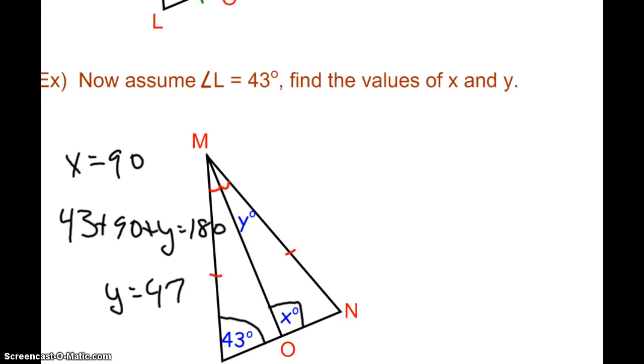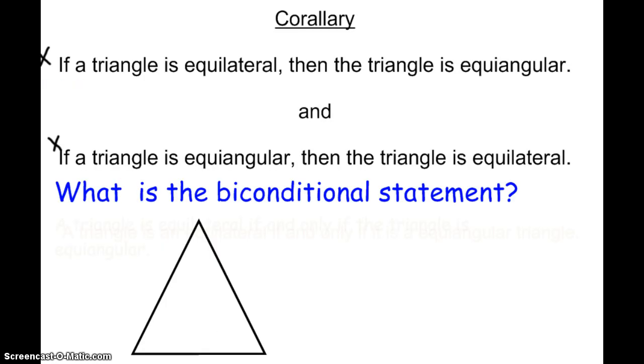We have another example similar to that already. Again, we have the perpendicular bisector, MO, making X equal to 90. And if we want to find Y, we've got 43 plus 90 plus Y is 180, and this time Y would equal 47.